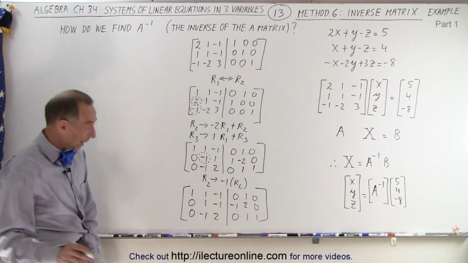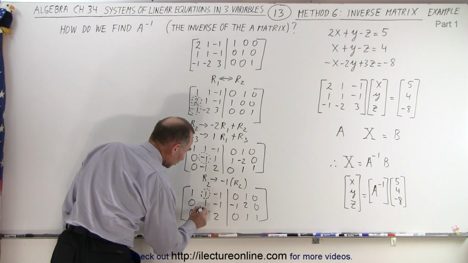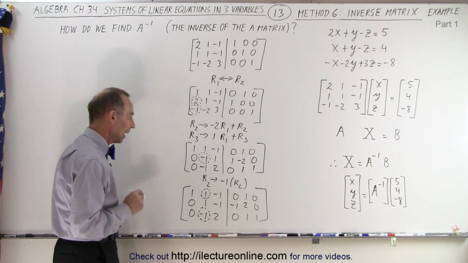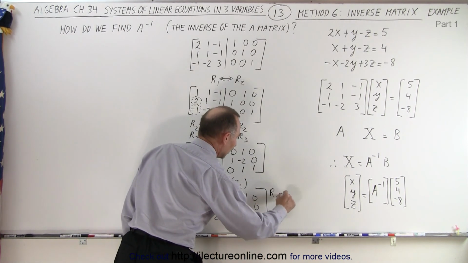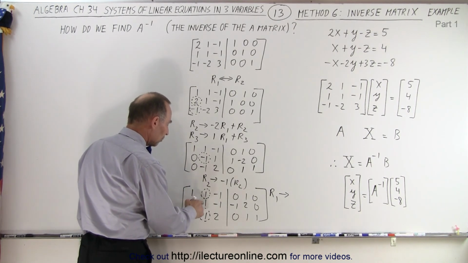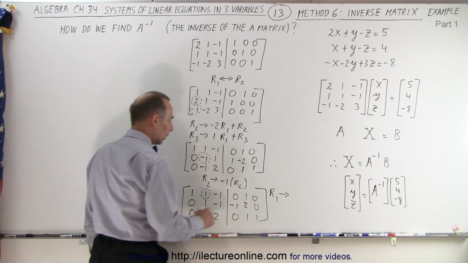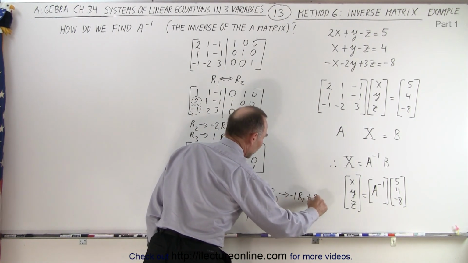All right. Now the next thing I want to do is turn this into a 0, and turn this into a 0. I can do that by taking the first row, row 1, and replacing it by the negative of that number multiplied times row 2 added to row 1. So that's negative 1 times row 2 added to row 1.